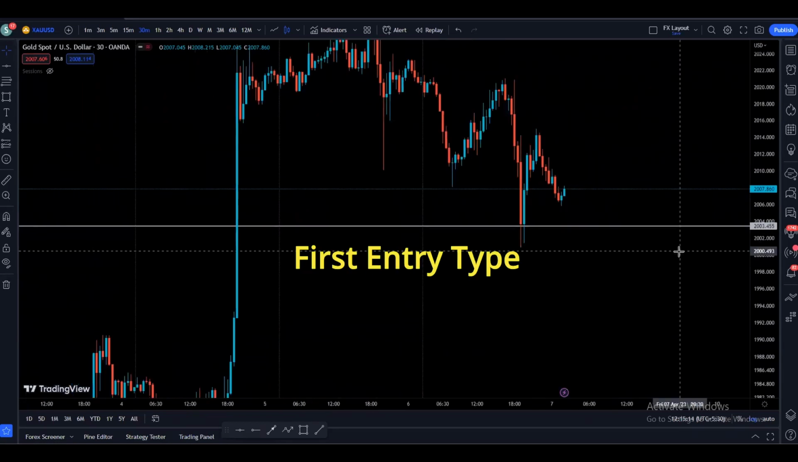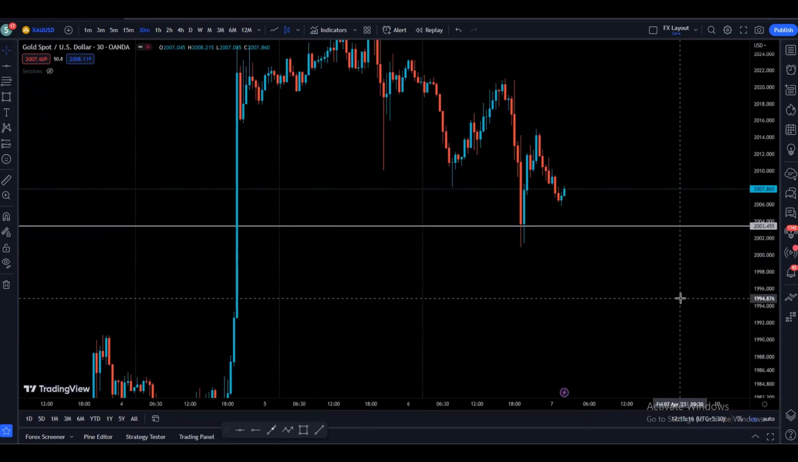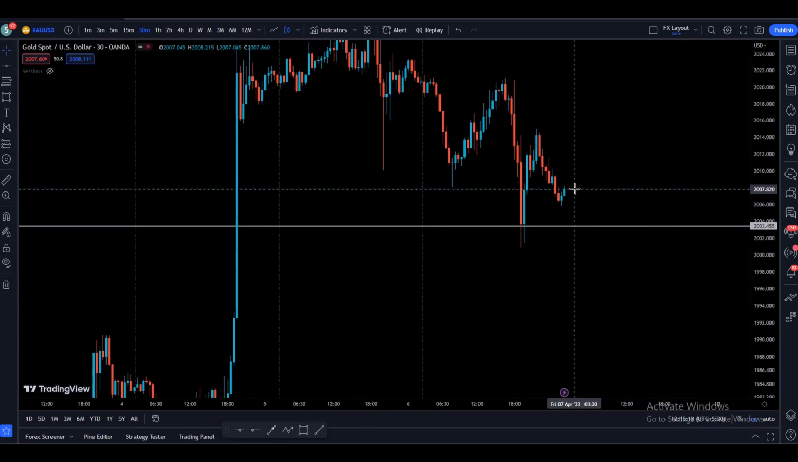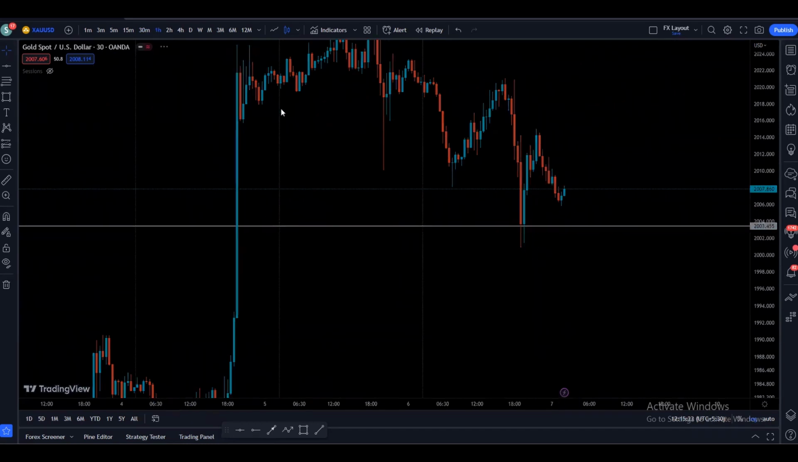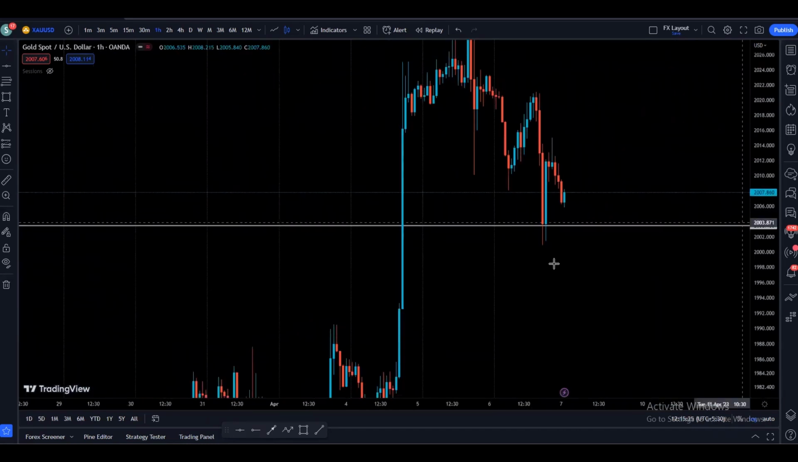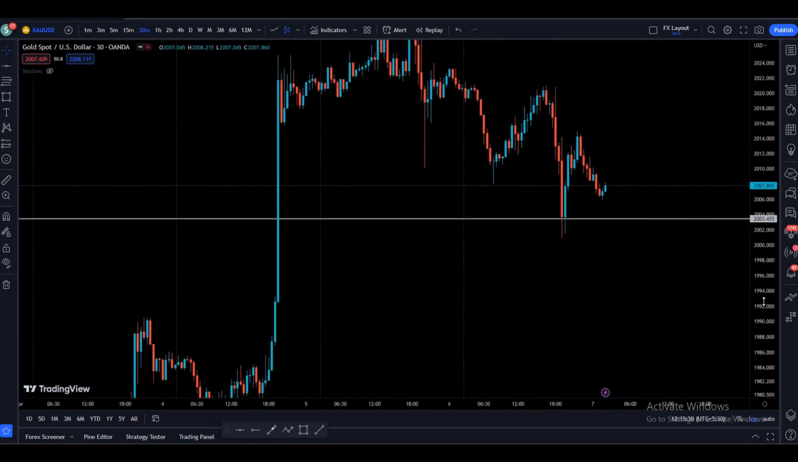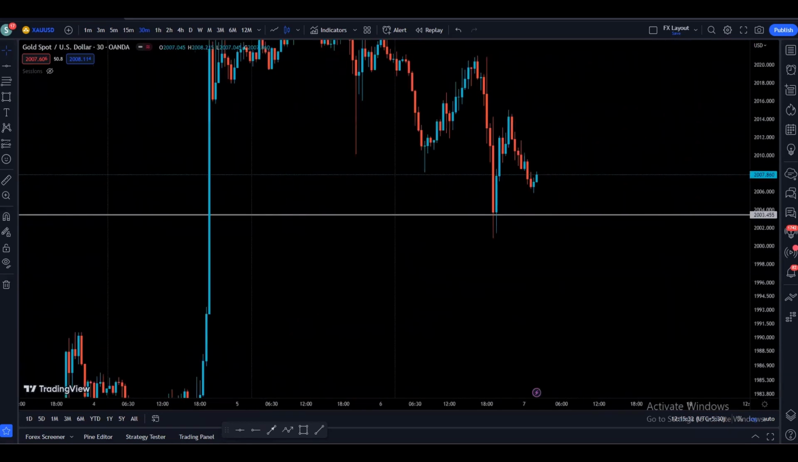Right now, the first entry type is going to be the impulse entry type, where we do not wait for the 30-minute to 1 hour candle to close below the support. Now this is a 30-minute support. Also let's check what is the support on the 1 hour. So we can see that the 1 hour support is the same as the 30-minute support. So basically, the first entry type is where we do not wait for the candle to close below the support.